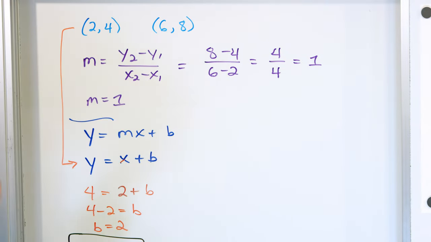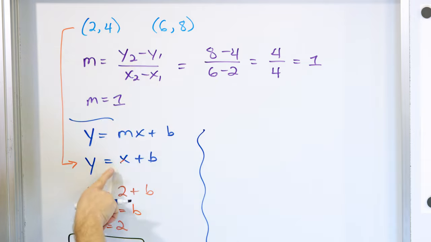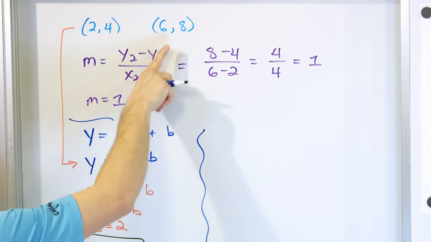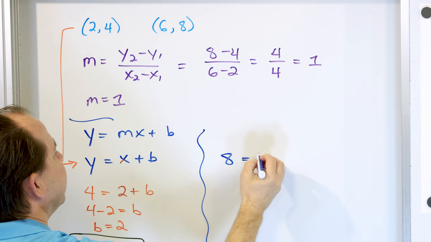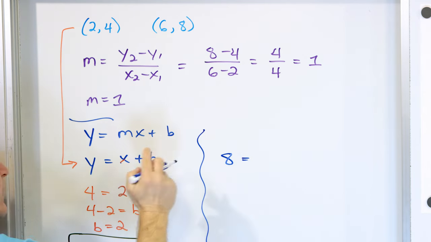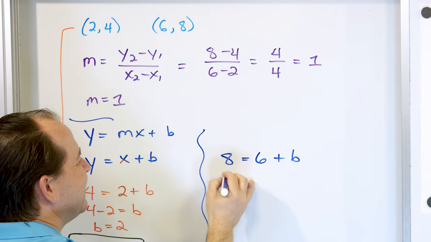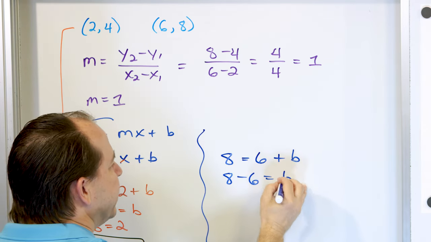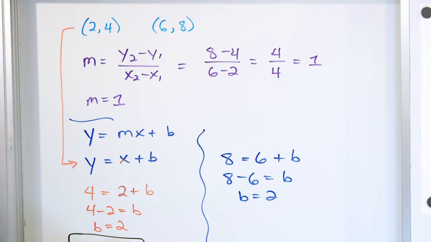Now, before we go any farther, I want to stop for a second. And I'm going to show you that we can use this one here. We put it into this position here. We put 8 in for y. And we say it's equal to x, which we can put in for 6, plus b. But you see what we have to do here, we have to subtract 6. 8 minus 6 is equal to b. Subtract 6 from both sides, b is equal to 2. You get the same y-intercept.